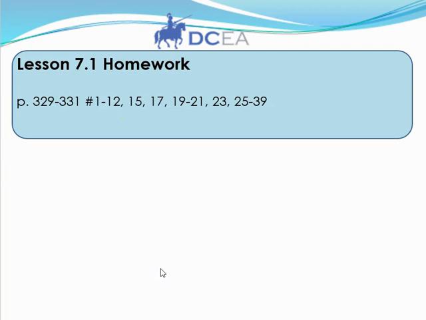So let's look at the homework, numbers 1 through 12, 15, 17, 19 through 21, 23, 25 through 39. I'm actually going to do some of the problems from your homework. That's okay. When you do your homework, because you know what the answer is, please don't just give me the answer. You need to show your work so that we can assess how well you're doing.